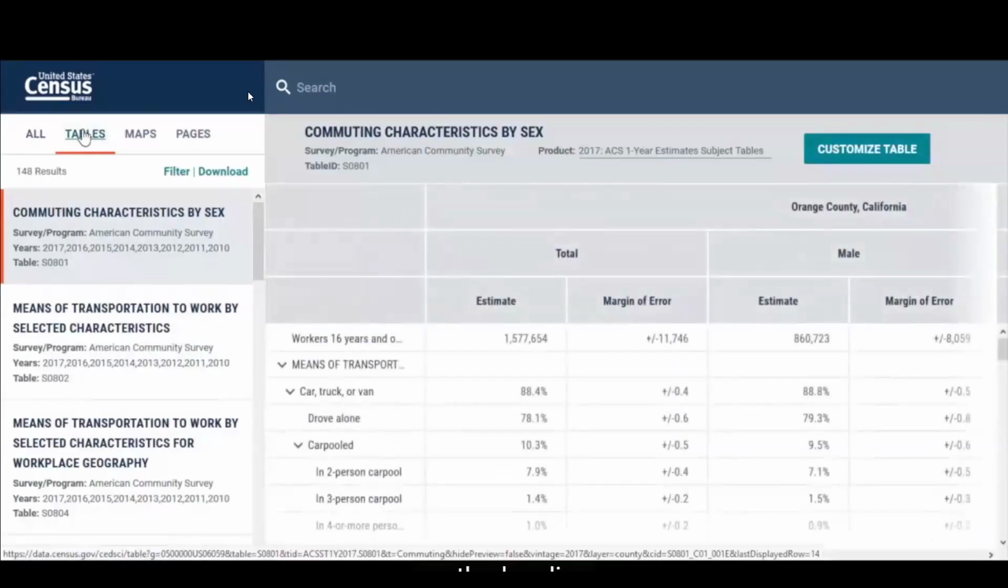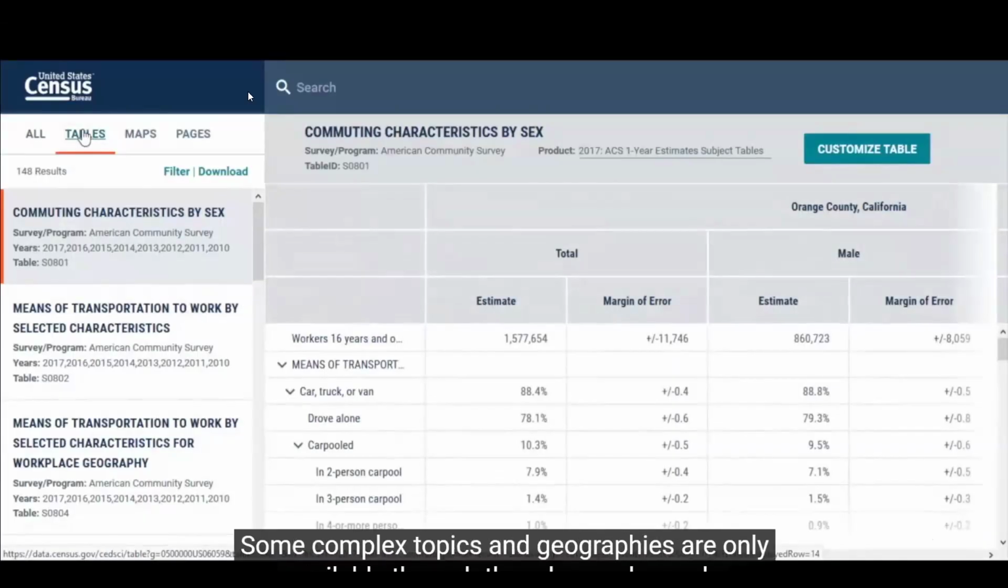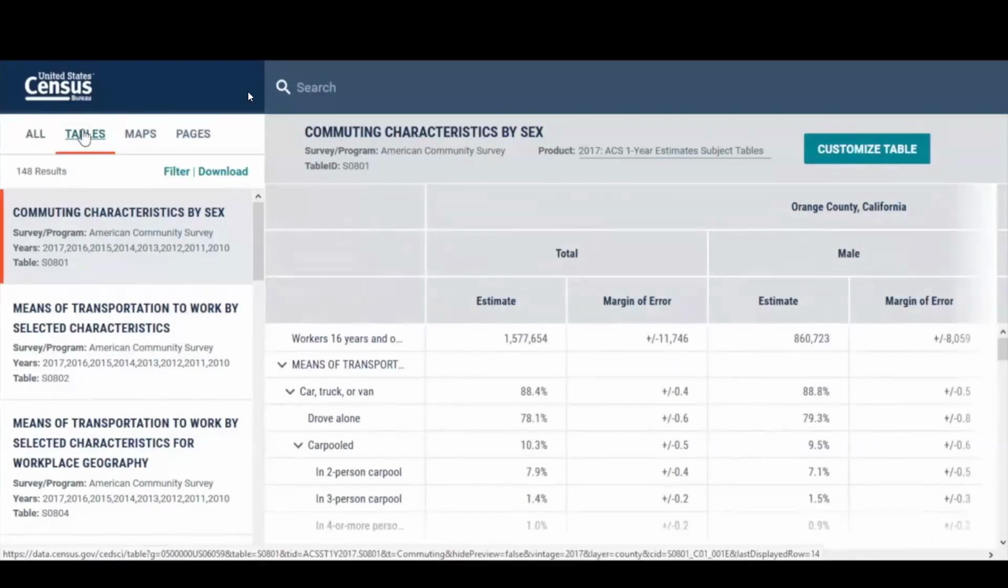In general, I like using single search, but if it's taking more than 30 seconds to a minute to find your quick result, go ahead and try giving the advanced search a shot. Some complex topics and geographies are only available through the advanced search, things like detailed population groups or complex geographies like census tracts or urban rural.